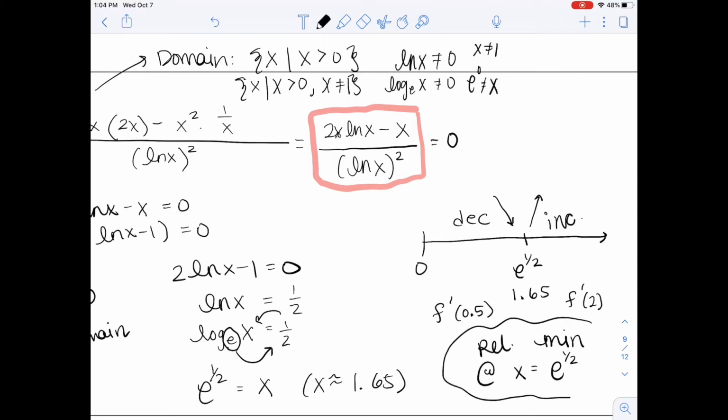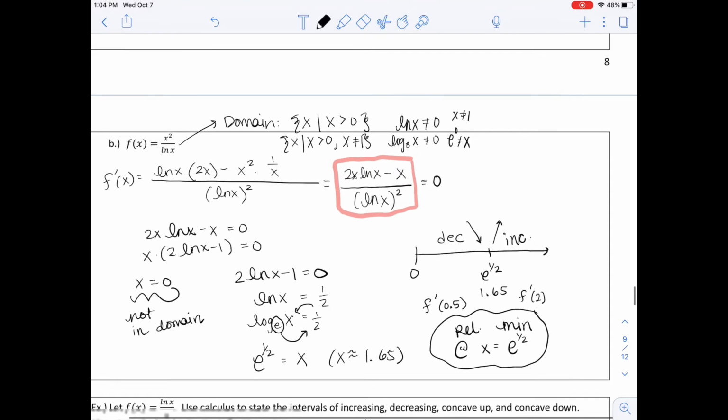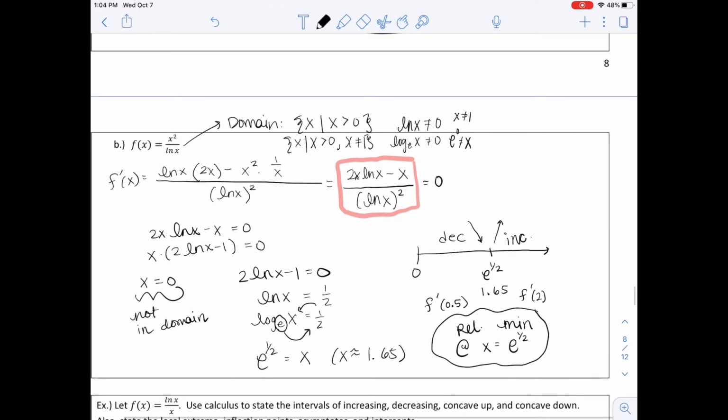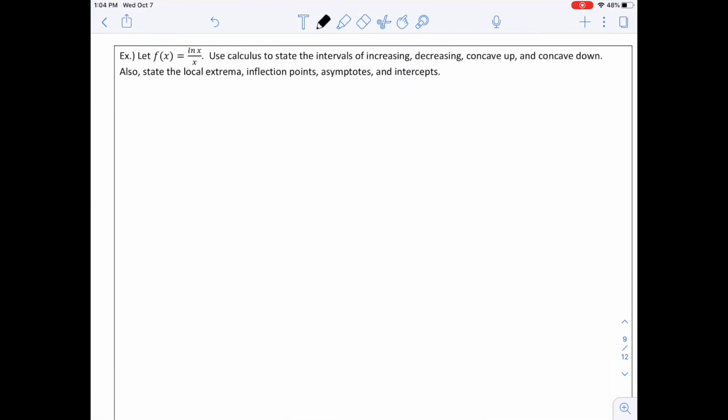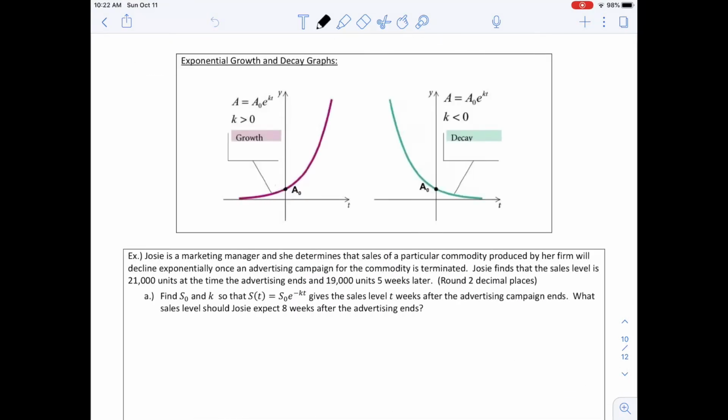So they usually want the answers to be exact unless otherwise stating to round a specific value. And again, if you wanted to find the y value, you can substitute e to the 1/2 back into that original typed problem in order to get it. The next example that we have on page 9, we're going to go ahead and circle it, and we'll work on that one together in class.